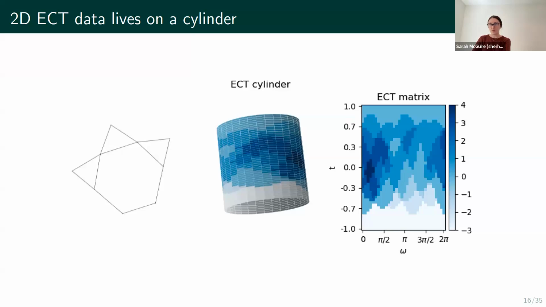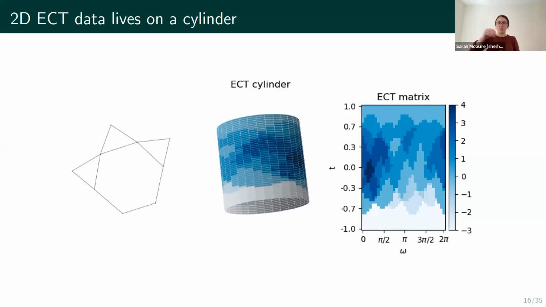So the reason that we're able to represent the ECT as an image in a way that makes sense is because 2D ECT data lives on a cylinder. And so we can take our input simplicial complex, pick a direction on S1, and compute the Euler characteristic curve. It's just a vector, so we stack it up.